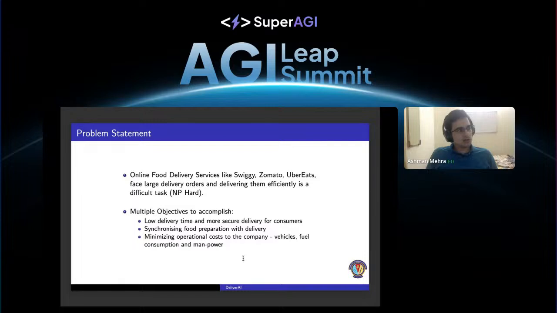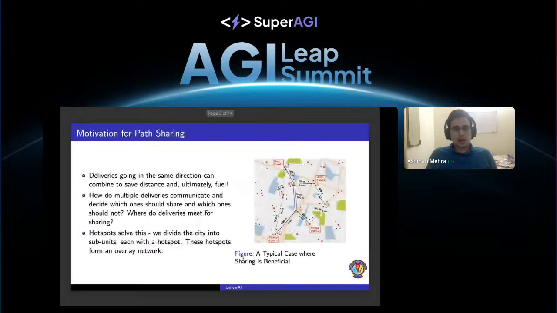Additionally, there are also challenges regarding synchronizing food deliveries with the food preparations across different restaurants. So the kind of problem that we picked up to solve in the food delivery problem was to optimize order bundling. For those of you who don't know about order bundling, it's basically about bundling up orders that are going in the same direction so that we can utilize the same resources like vehicles and manpower to deliver them.